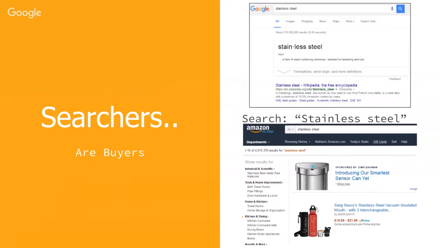Searches on Amazon are buyers. So this is my example I use all the time, stainless steel. If you type stainless steel into Google, you're going to get a Wikipedia entry and something about the actual product, the commodity itself. Type stainless steel into Amazon.com and you are going to get products, the top selling products around that niche and the top competing products vying for that keyword up there as well.